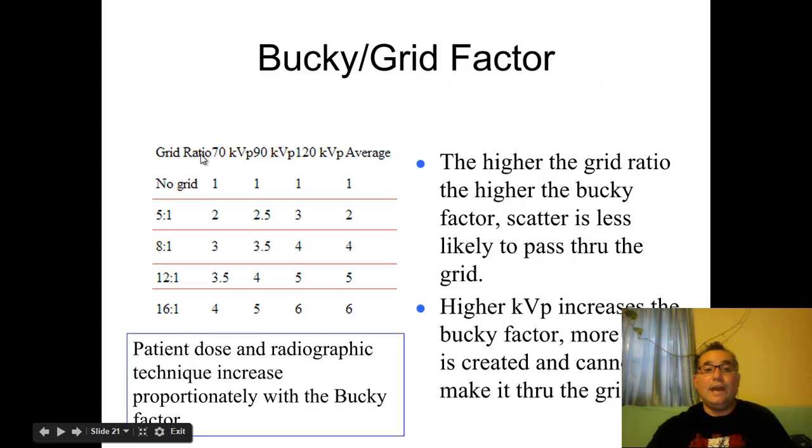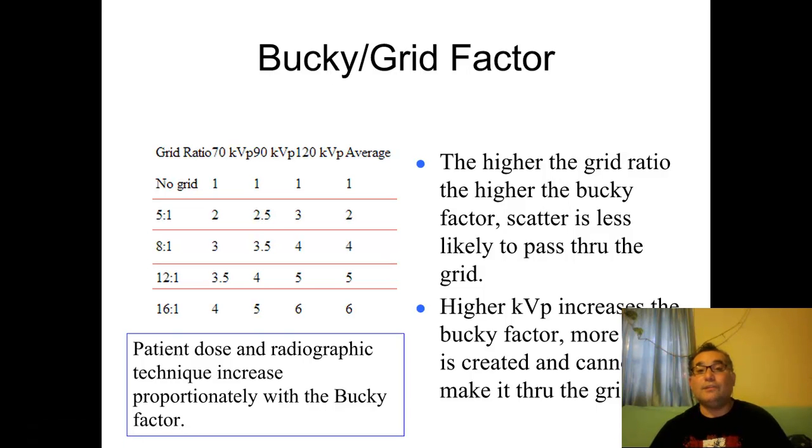Let's take a look at an 8:1 grid. If we have an 8:1 grid, we are going to have to multiply our exposure 4 times what we would have used with no grid. If we use a 12:1 grid, now we are going to multiply by 5. So patient dose and radiographic technique increase proportionally by what's known as the Bucky factor.